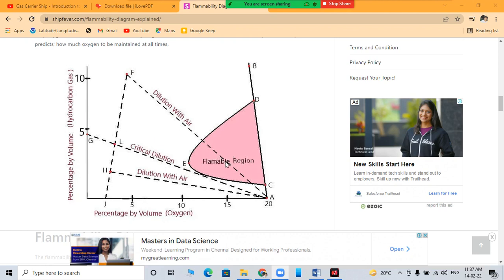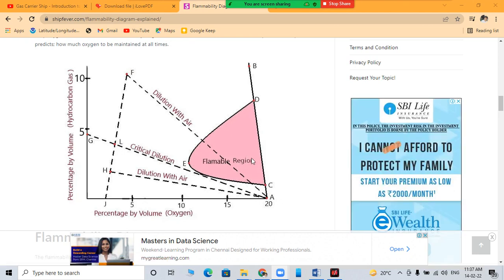If the amount of oxygen is sufficient and hydrocarbon gases are present, and the oxygen and hydrocarbon in your gas come into this region, then it comes under the flammable region. In these regions, it will catch fire, there will be an explosion, there will be fire.